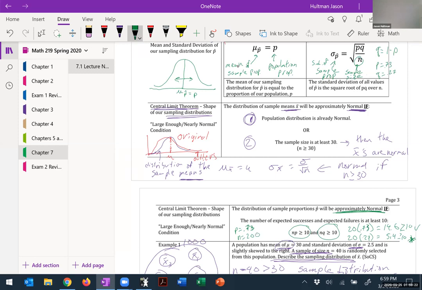Well, what if we did 200 here? If we did 200, sample size of 200, then we should be in the clear. If we do 200, then we're going to get 146 and 54, which are both bigger than 10. And so we're clear. Then it's normal. So we have to check our sample size. Is the sample size big enough for our population or for our sample proportions?